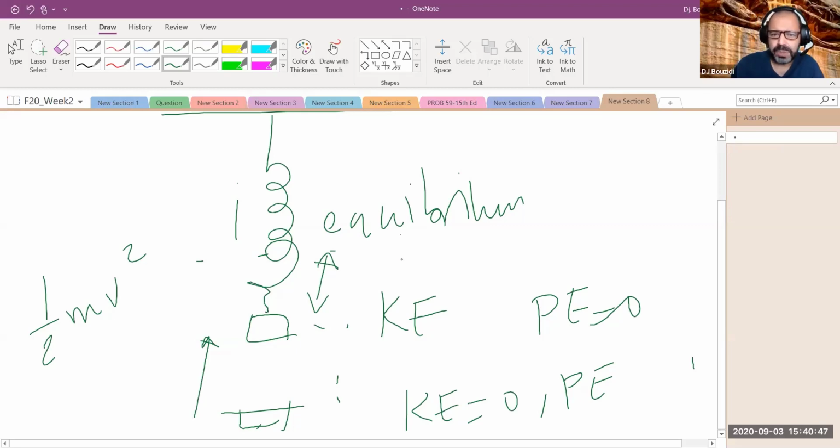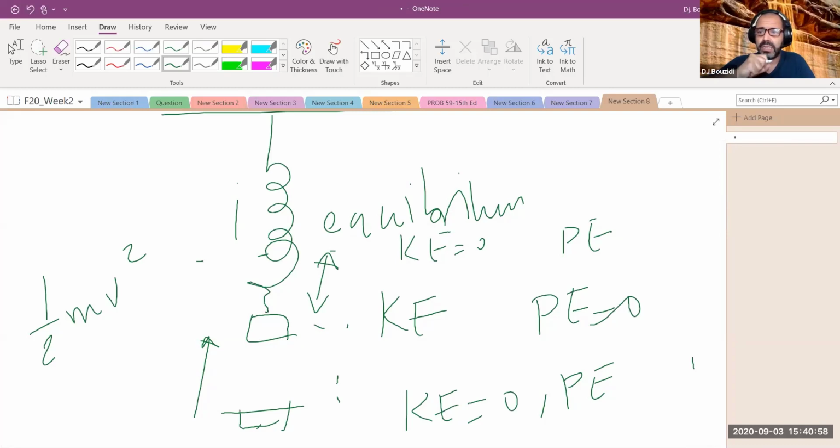Since the mass stops, the kinetic energy is equal to 0, and the potential energy is not equal to 0. Why? Because the spring now is fully compressed, which means it needs to relax that energy. So it's going to push now on the mass that is standing still at that point because it stopped. So it's going to push on it until it's completely relaxed back to this position.